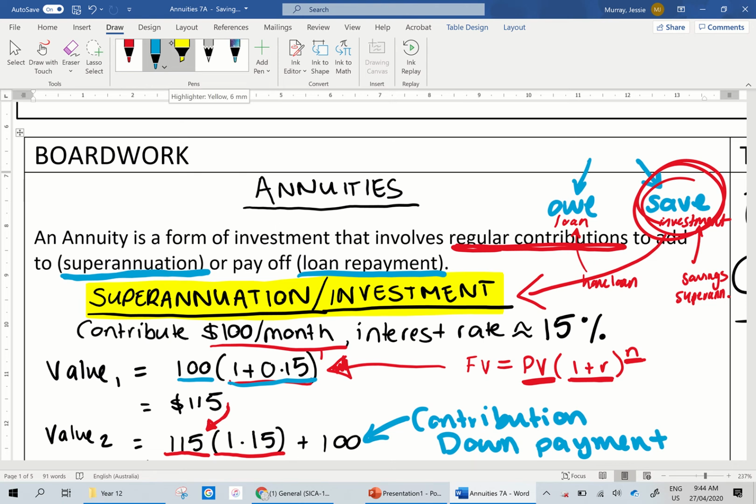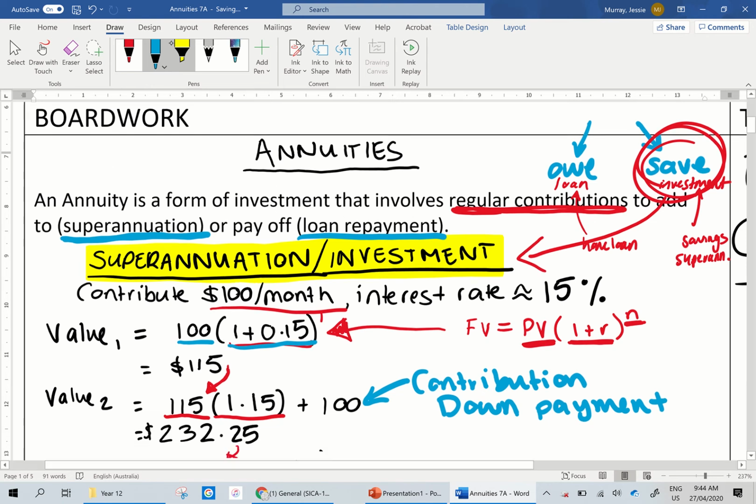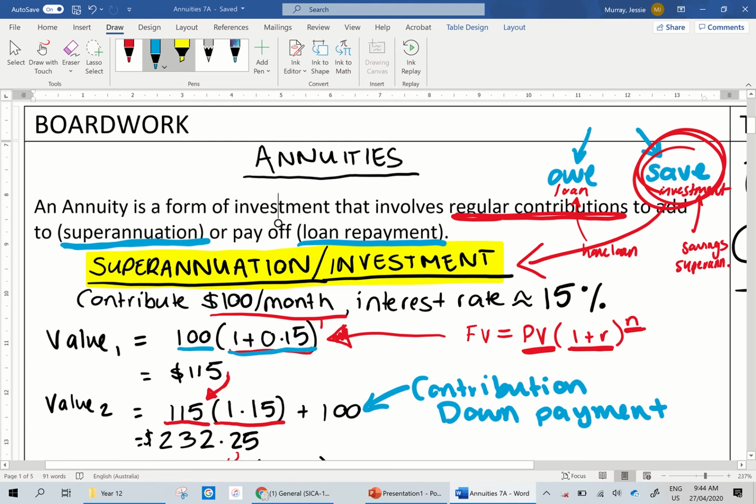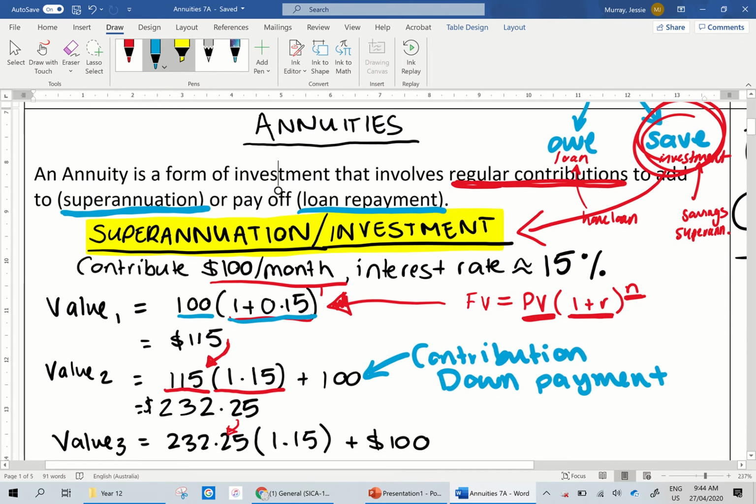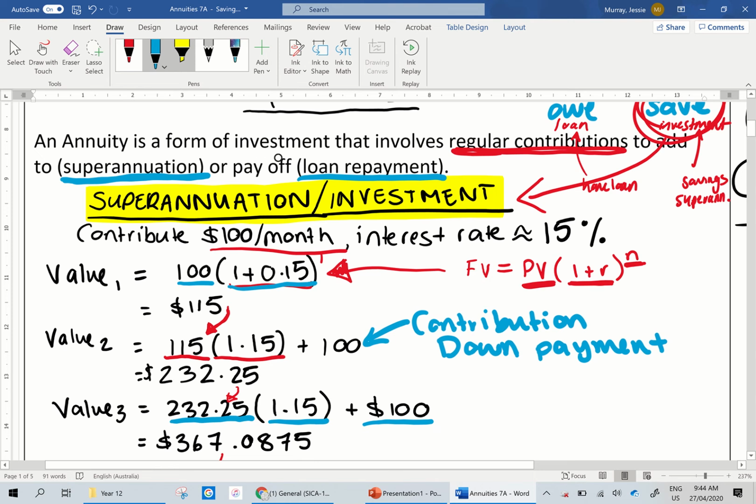It's going to be charged interest, but then you make another down payment that month because every month you're paying $100 into this account, remember? Which makes it that annuity, which gives me $232.25. Now, my $232.25 is charged 15% interest in the third month, but then I add on another $100, which gives me this much money. So it's compound interest because I'm earning interest on the amount from last month, okay?